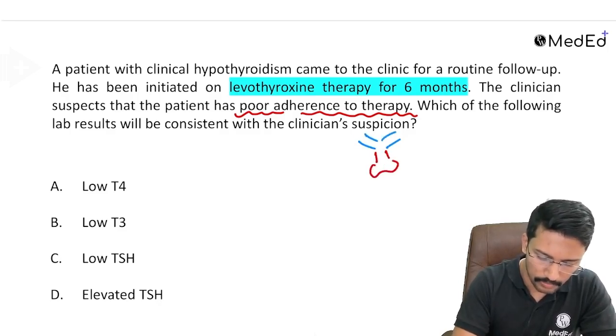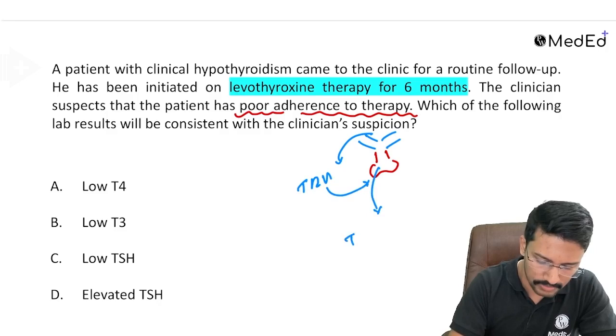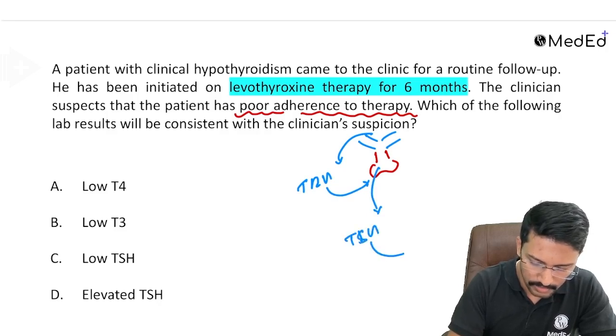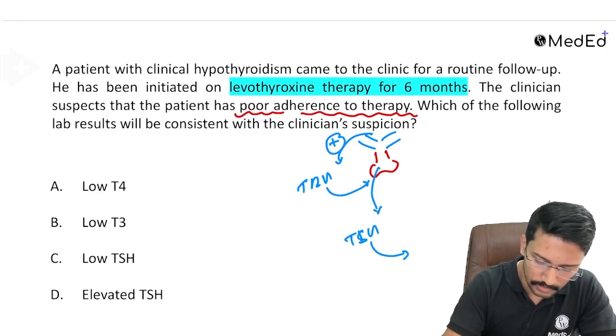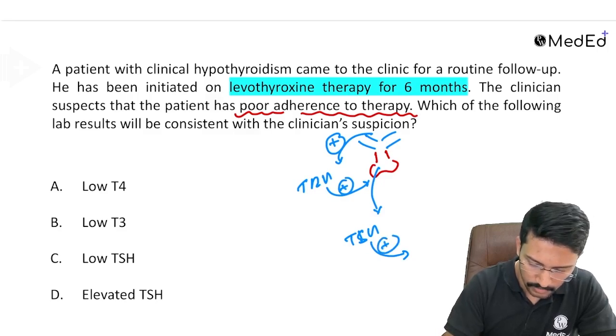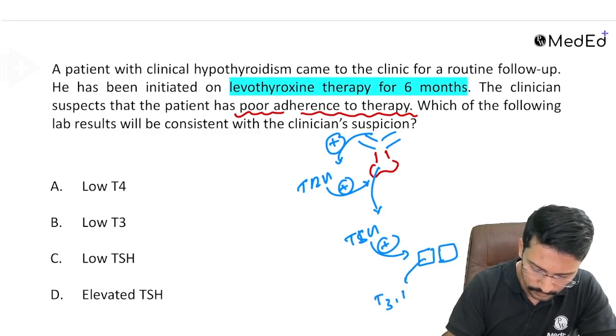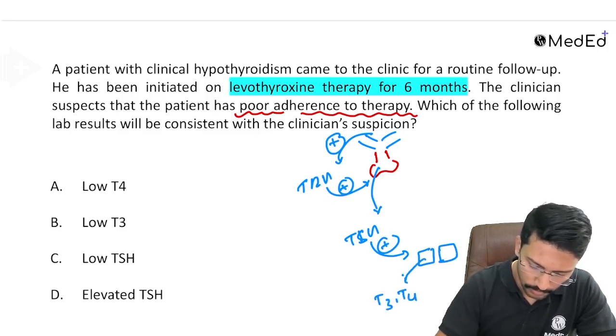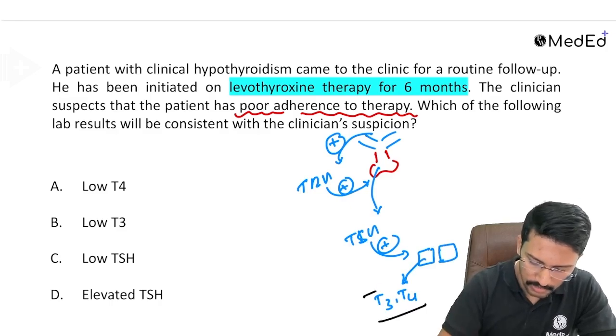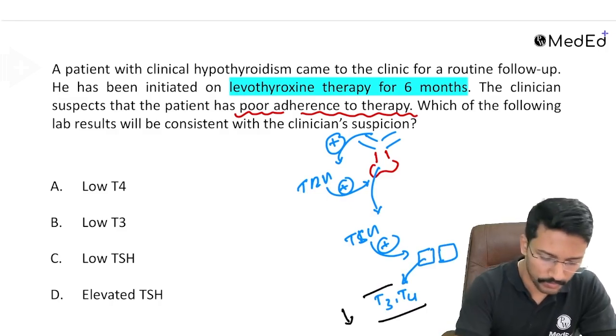You have the hypothalamus, which produces a hormone called TRH. TRH stimulates the pituitary gland to produce a hormone called TSH. TSH stimulates the T3 and T4 production from the thyroid gland. In hypothyroidism, this T3 and T4 production was low, so we started replacing it.